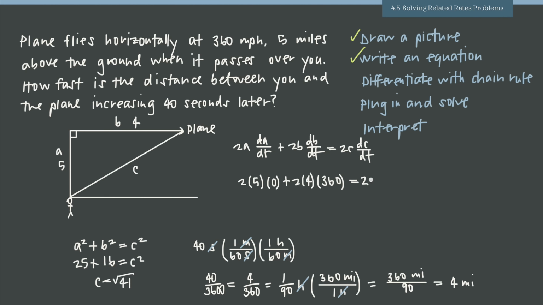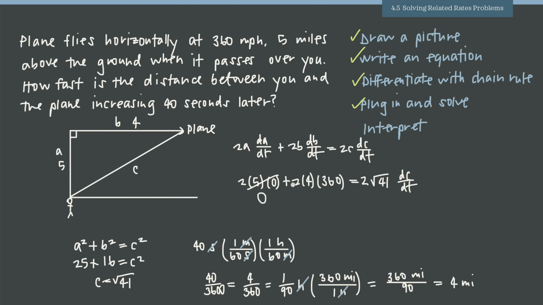And so over here, we say root 41, and dc over dt is the value that we're trying to solve for. How fast is the distance between you and the plane increasing? That's the rate of change of c. dc over dt is the rate of change of c, so we leave dc over dt. So now we have differentiated with chain rule, and we've plugged in to our equation we just need to solve. This whole term goes to 0.